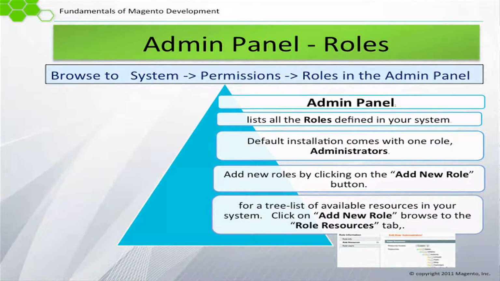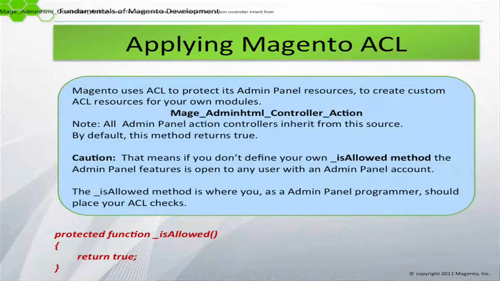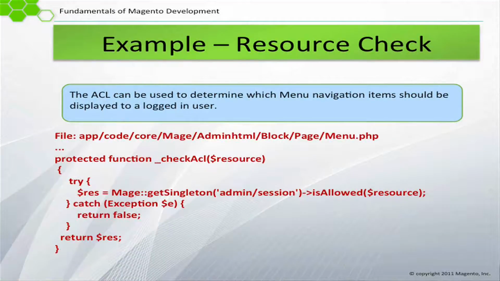Okay, and this is what we just did. Went to System Permissions and Roles, and we created a sample test user and role for us to use later on. All right, and so this is part of the reason that we are extending from Adminhtml controller action, so that we can then also use isAllowed. We'll just redeclare this for ourselves. All right?